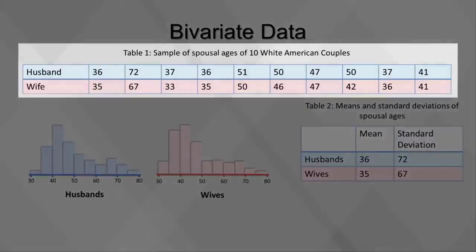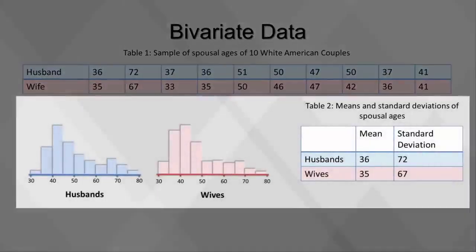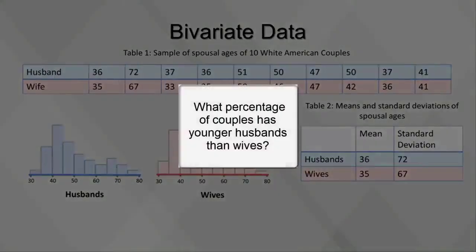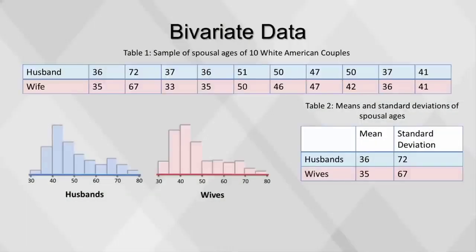From Table 1, we can see that not all husbands are older than their wives, and it's important to see that this fact is lost when we separate the variables. That is, even though we provide summary statistics on each variable, the pairing within the couple is lost by separating the variables. We cannot say, for example, based on means alone, what percentage of couples has younger husbands than wives. We have to count across the pairs to find this out. Only by maintaining the pairing can meaningful answers be found about the couples.